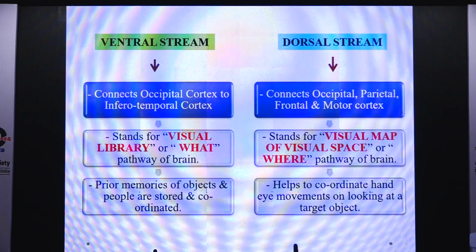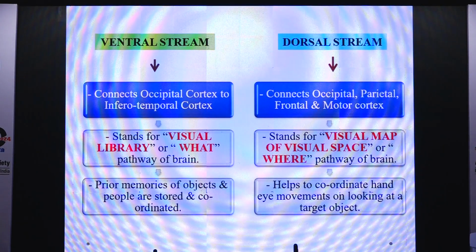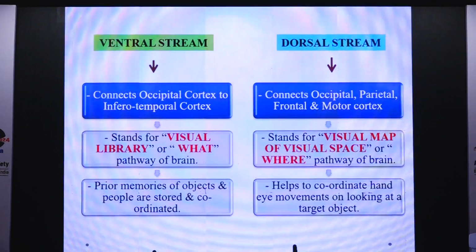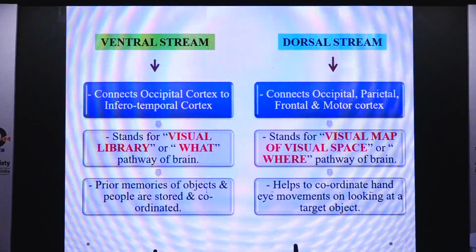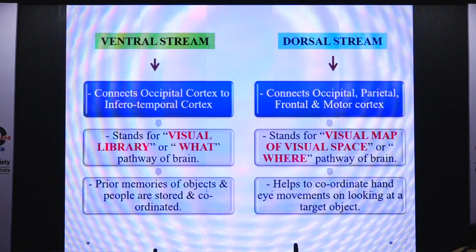Ventral stream basically connects the occipital cortex to the inferior temporal cortex. It stands for the visual library or "what" pathway of the brain. Prior memories of objects and people are stored and coordinated here. The dorsal stream connects the occipital, parietal, frontal, and motor cortex. It stands for the visual map or visual space or "where" pathway of the brain. It helps to coordinate hand-eye movements on looking at a target object.